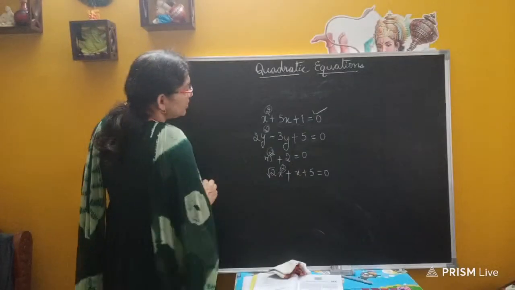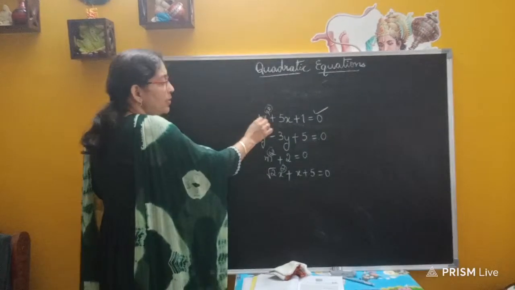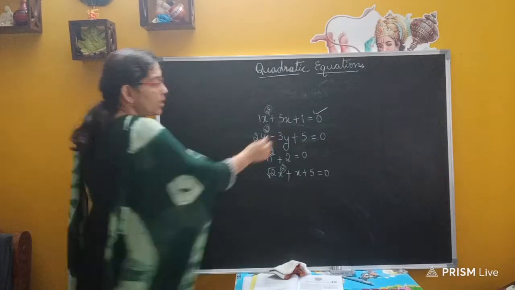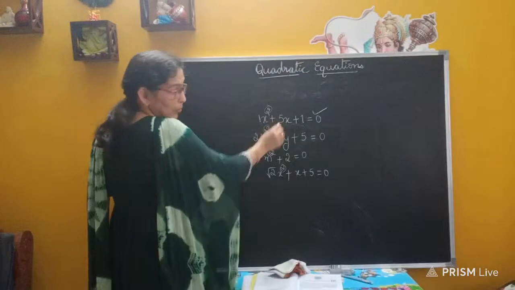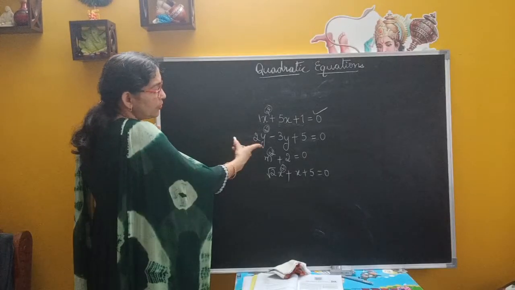Now let us see the coefficients. What is the coefficient of x square? 1. Nothing means 1x square. Here the coefficient of x is 5. And this is a constant. Here, what is the coefficient of y square?